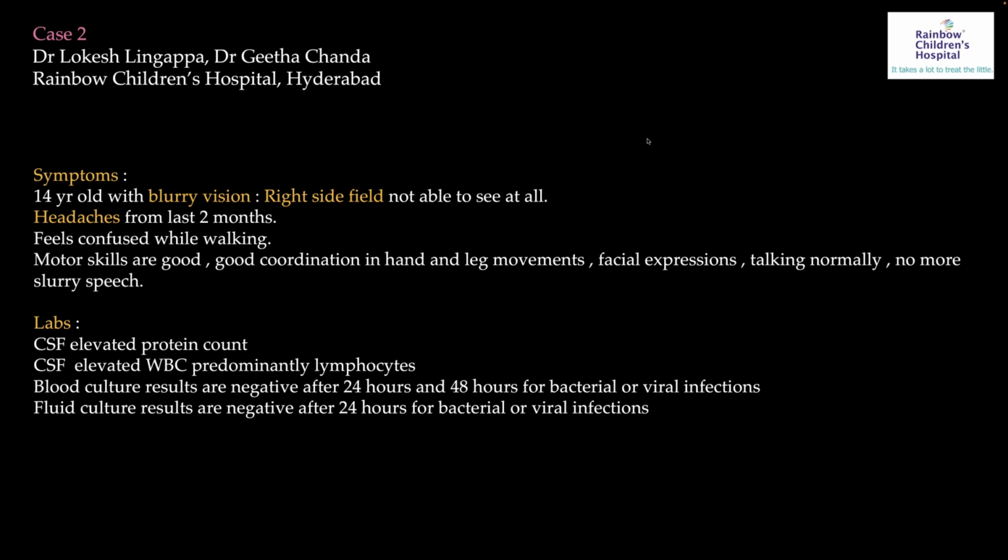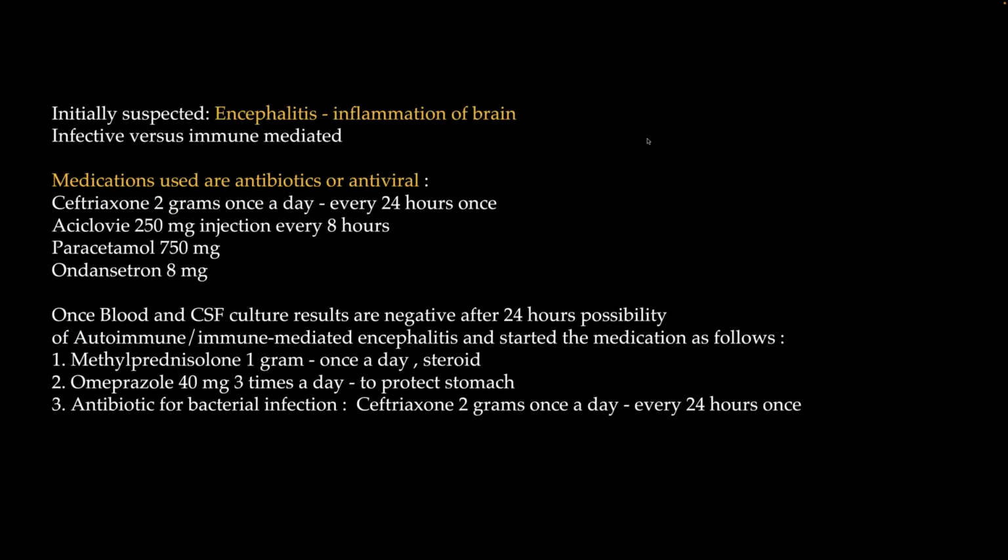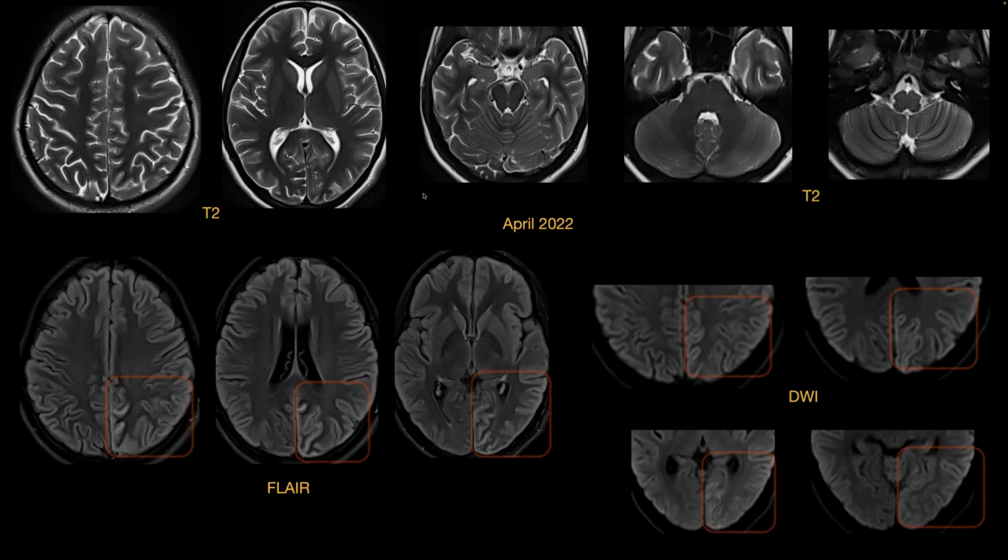Okay, right. Thanks, Geeta. We have two sets of images. The first set is from April 2022. On top of the T2 axial sequences, there is some degree of volume loss in the supratentorial brain parenchyma, but no focal abnormality is appreciated on the T2 sequences.